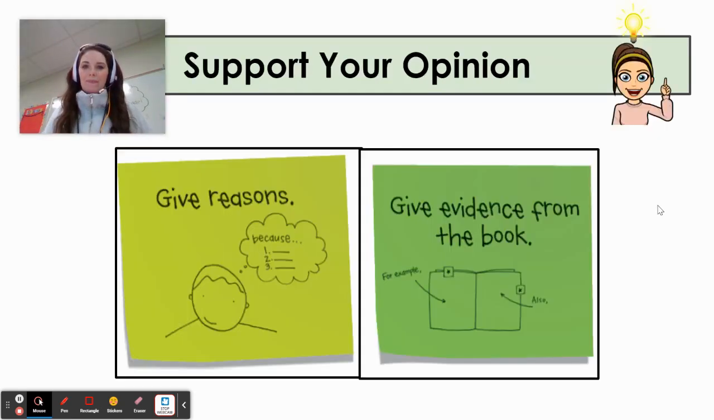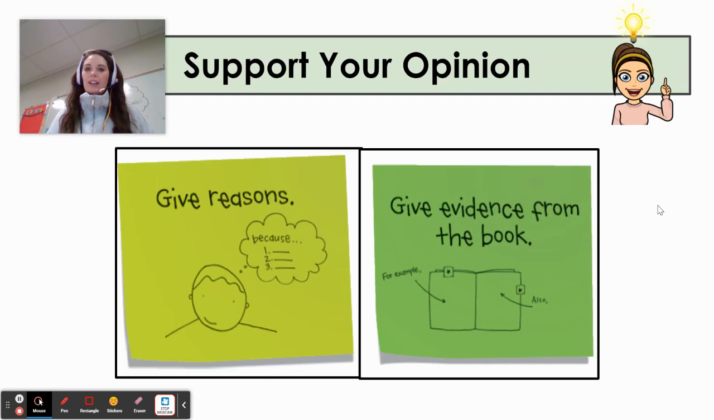And today, that brings us to supporting our opinion, supporting your opinion. We're going to do 2 steps today. The first step is to give a reason for your opinion. Why do you think that? Why do you feel that way? And the second step we will do today is to give evidence from the book.